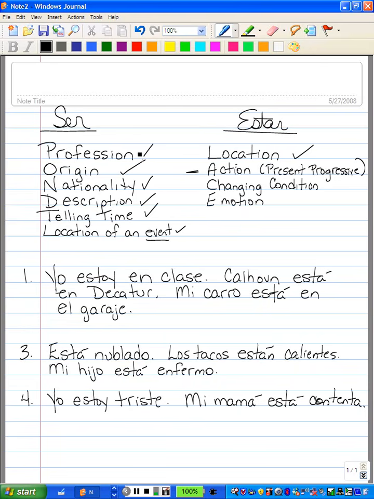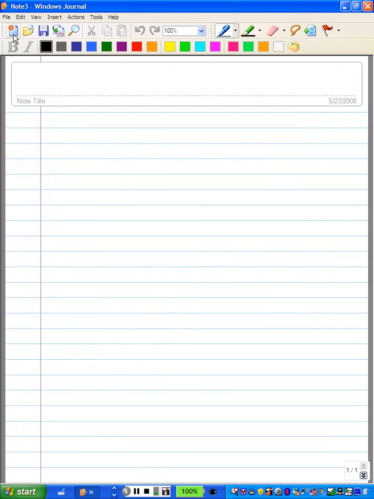If you're talking about a profession, an origin, a nationality, if you're describing something, telling time or a location of an event, you use the verb ser. If you're talking about any other kind of location, an action, and an action is like when you say, I am singing, he is dancing, we are working. Alright, changing conditions, which could be hot, cold, it could be weather, it could be illness, etc. And an emotion, because emotions change, then we're going to use the verb estar. Alright, let me give you an example of what I mean between these two.